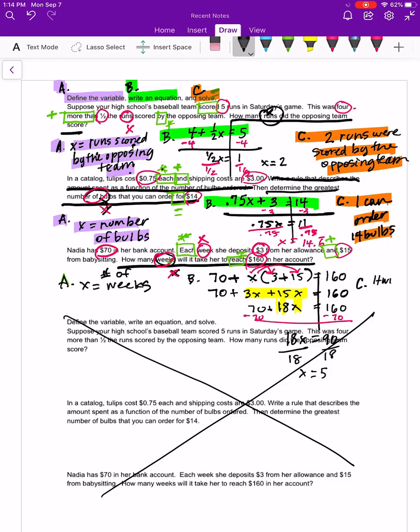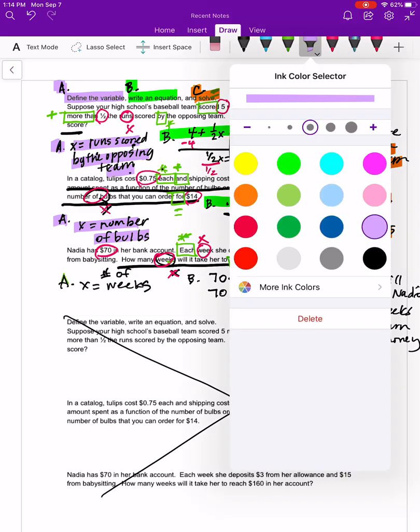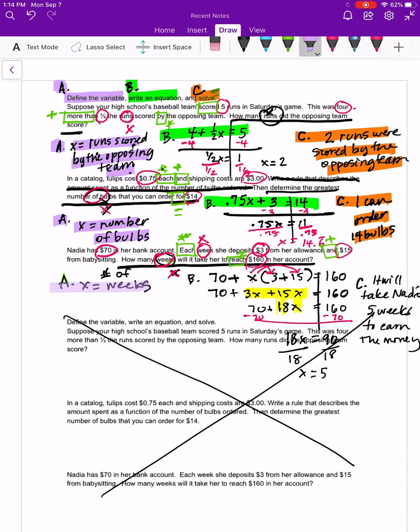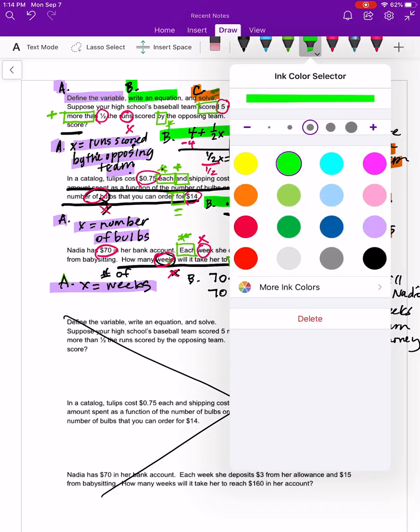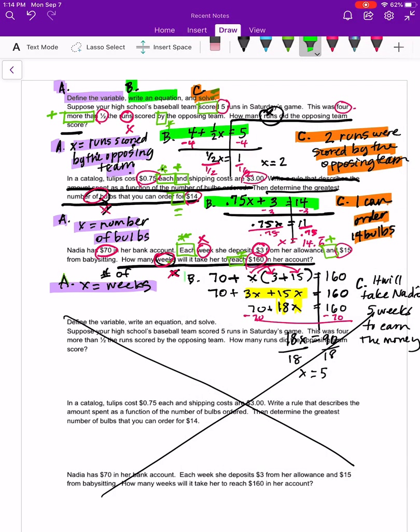So it will take Nadia 5 weeks to earn the money, or something similar to that. So again, if I go back to highlight my defining a variable, my writing an equation is right here, and my C is it will take Nadia 5 weeks to earn the money. All right, real world situations with multi-steps.